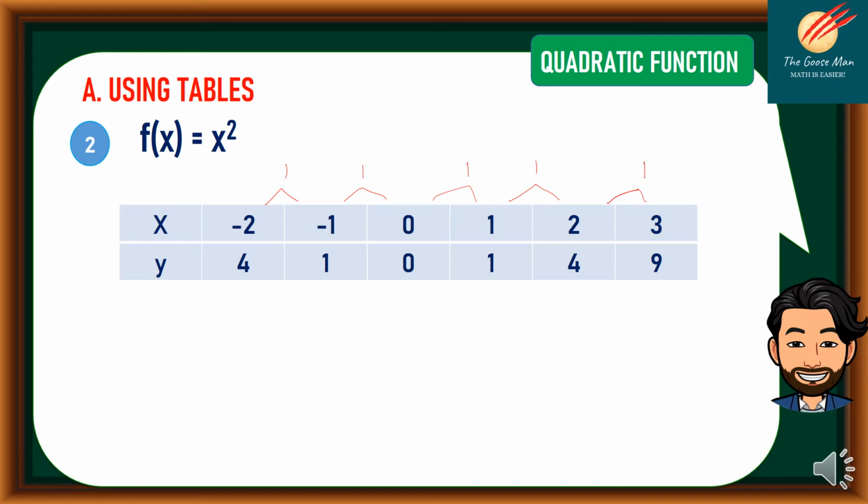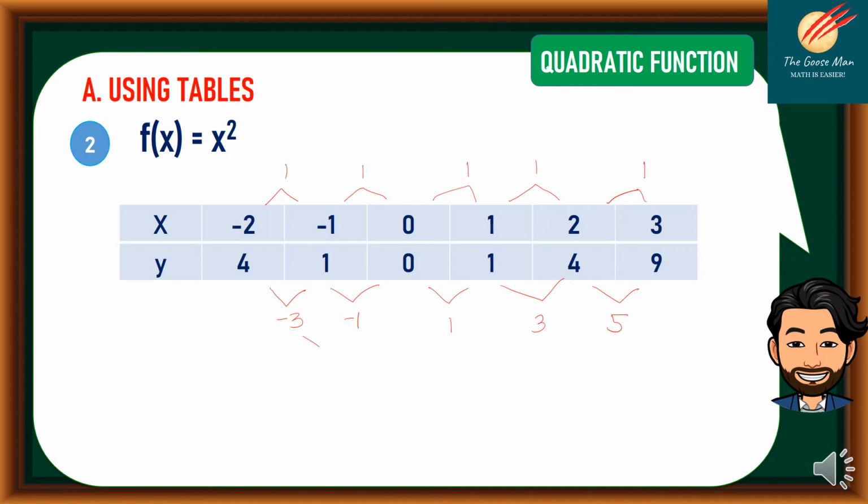Now, we will also perform the difference in the values of y. If I have 1 minus 4, the difference is negative 3. From 1 to 0 is negative 1. 1 minus 0 is 1. 4 minus 1 is actually 3, while 9 minus 4 is 5. Notice that in the values of y, we don't have the same differences in the first layer. So we will continue on the second layer.